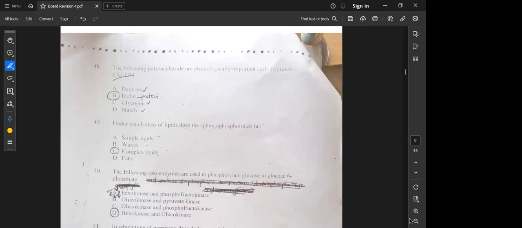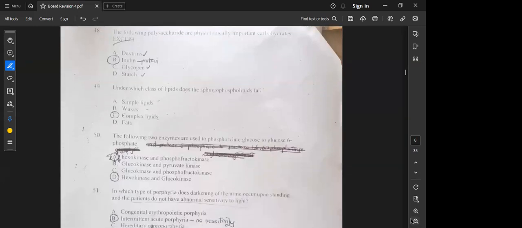No, it's inulin. It's inulin, not insulin. So perhaps Spider-Man, you can just write in the chat box, maybe why, in your link. Or anyone can help Spider-Man with that. Why is inulin not physiologically important?